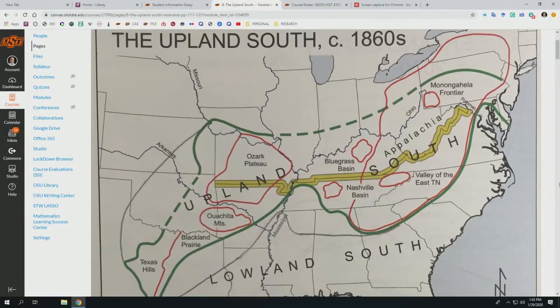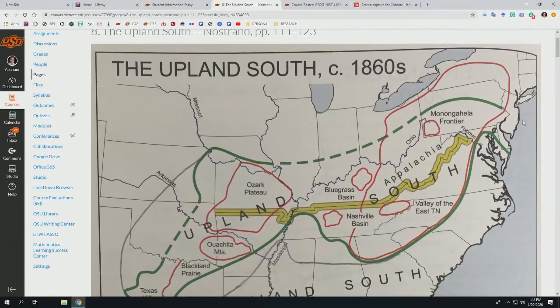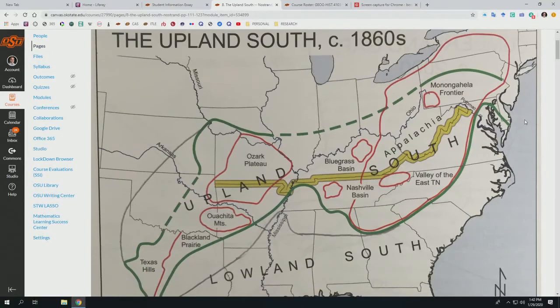All right, I'm showing you some pages here of the chapter on the Upland South. And by the way, feel free to bring your laptops to class because I know sometimes it's difficult to see. I'll try to get this available to you, but not today.